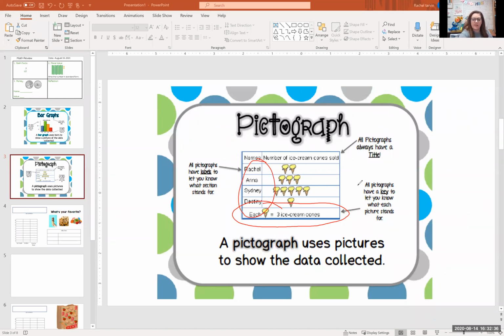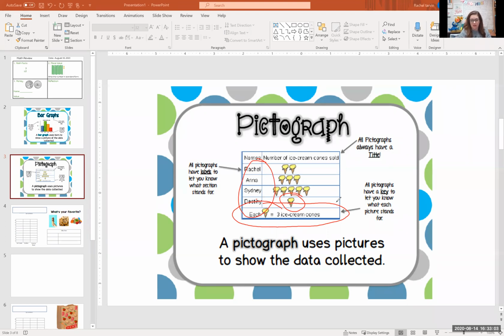So I look right here at Destiny and I see that she has 1 cone. But 1 cone equals 3 cones. So I know that Destiny really sold 3. You can also look at your data and tell some information just by looking. When I look at the pictograph, I can see only 1 cone on Destiny. So that lets me know she sold the least amount of ice cream cones.